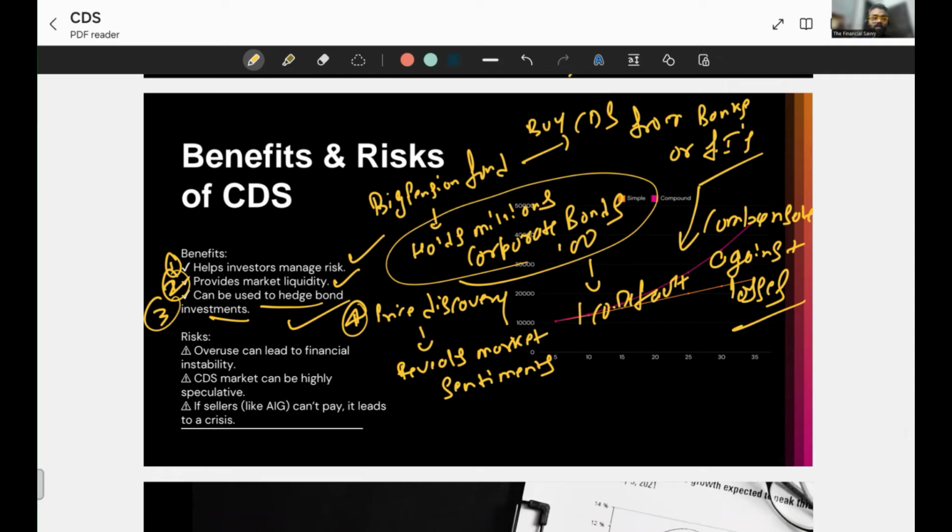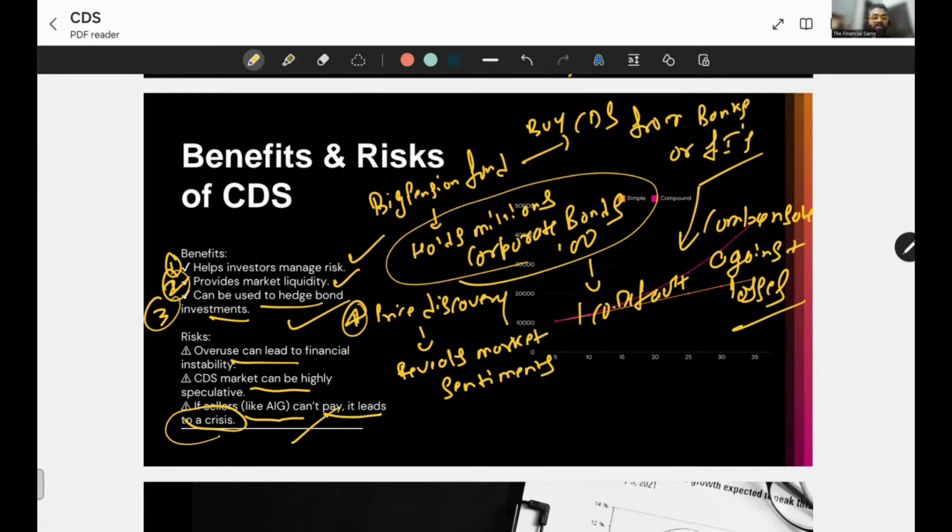So because of that reason, there are some risks as well. You can see some of the risks on the screen. Overuse can lead to financial instability. The CDS market can be highly speculative. If sellers like AIG can't pay, it leads to a crisis, and that actually happened in 2008.